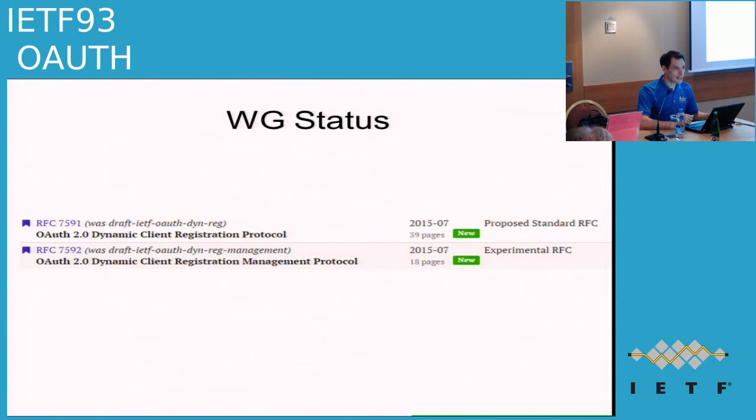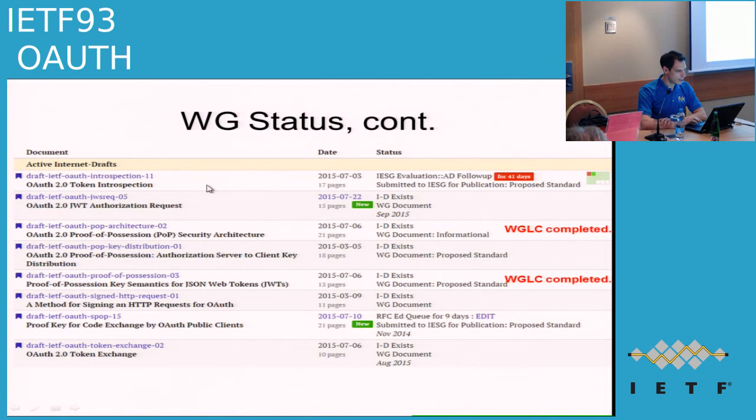As you've seen, all the hard work paid off, and we finally got these new documents published, namely the dynamic client registration and also the dynamic client registration management, which was published recently. And then we have a few other documents that are very far along. To point out, the proof key for code exchange is also in the RFC editor queue. So it will be available fairly soon. And also the token introspection is quite far along.